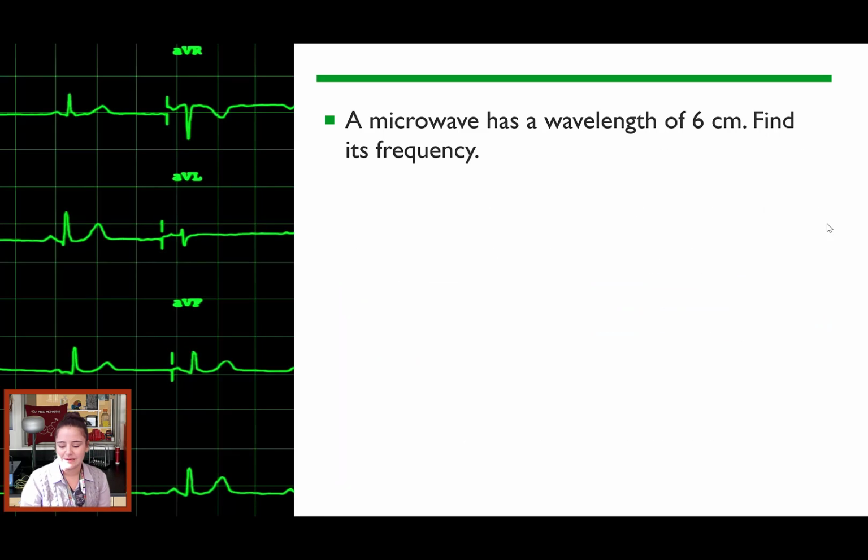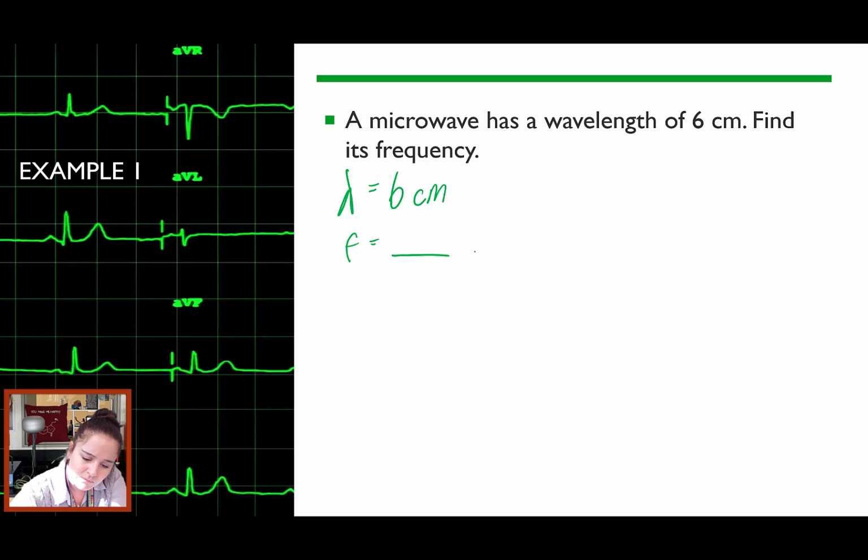Let's go ahead and do some example problems. A microwave has a wavelength of 6 centimeters. Find its frequency. Well, that doesn't seem like they give us a lot of information. They only gave us one number.